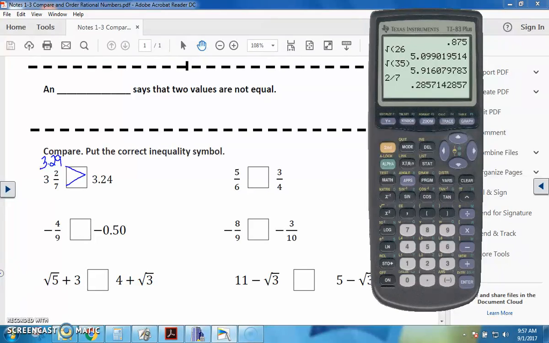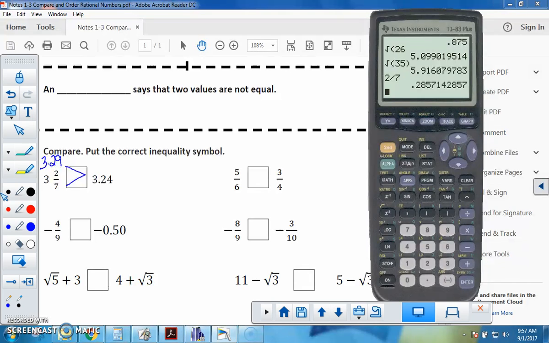So what I would like you to do is do the next 3 problems. So the 5/6 and 3/4, the negative 4/9 and negative 1/2, negative 8/9 and 3/10, and then we'll take a look at the last 2 problems last. So do that now, please.